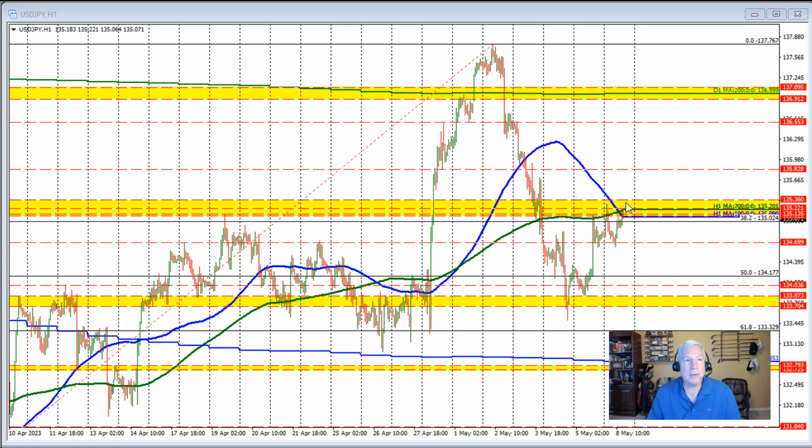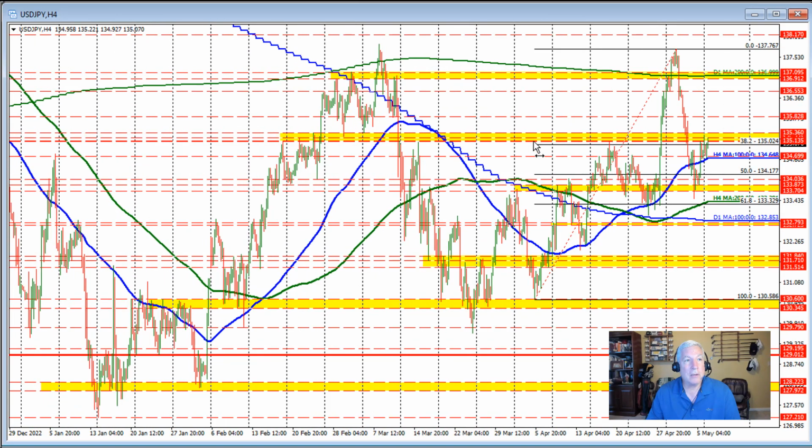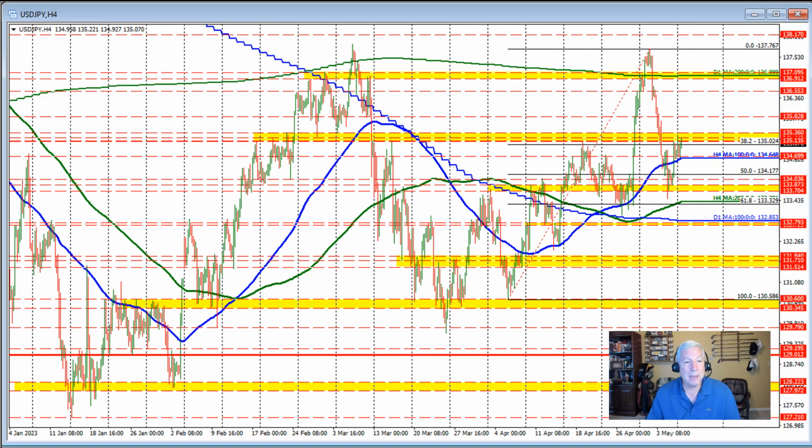If we move above those moving averages, then we look toward the 135.36 level, which is the high of this yellow area. Now, where does this yellow area come from? In order to fully understand that, you have to go to the 4-hour chart. And if you go back to the 4-hour chart, there's a couple things that are in play here today from a technical perspective, which makes it even more interesting for us as traders.